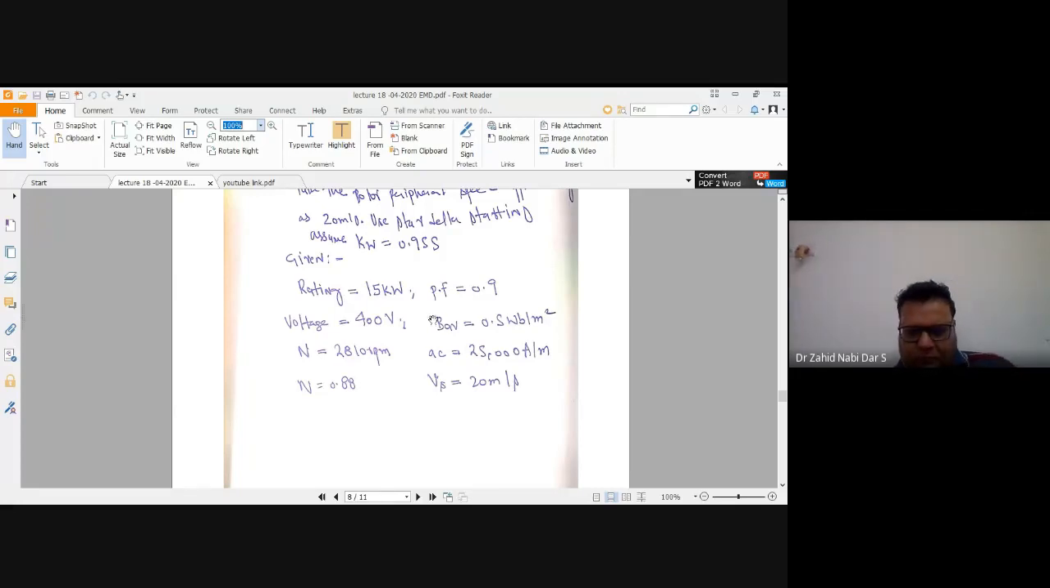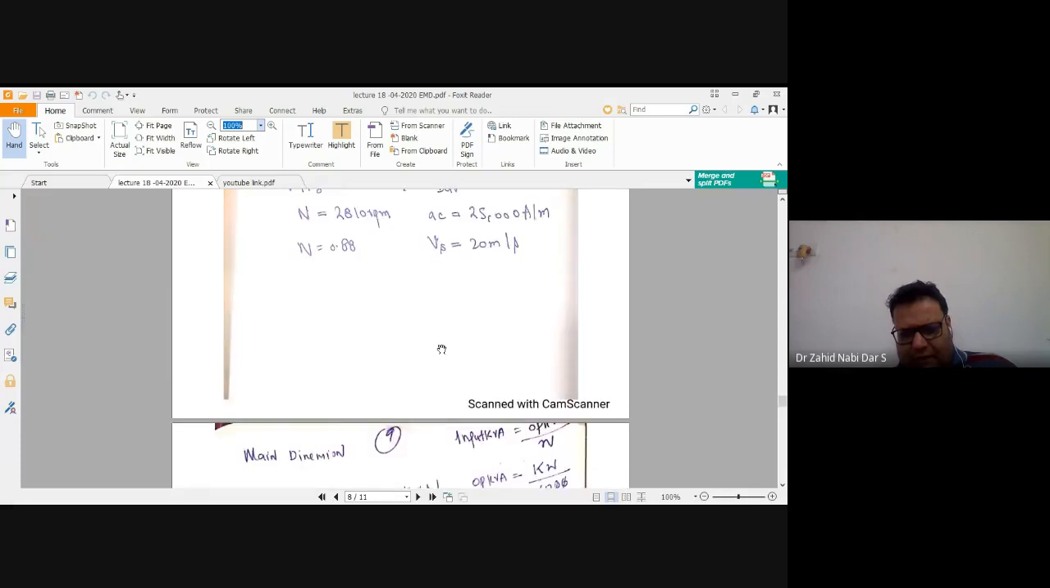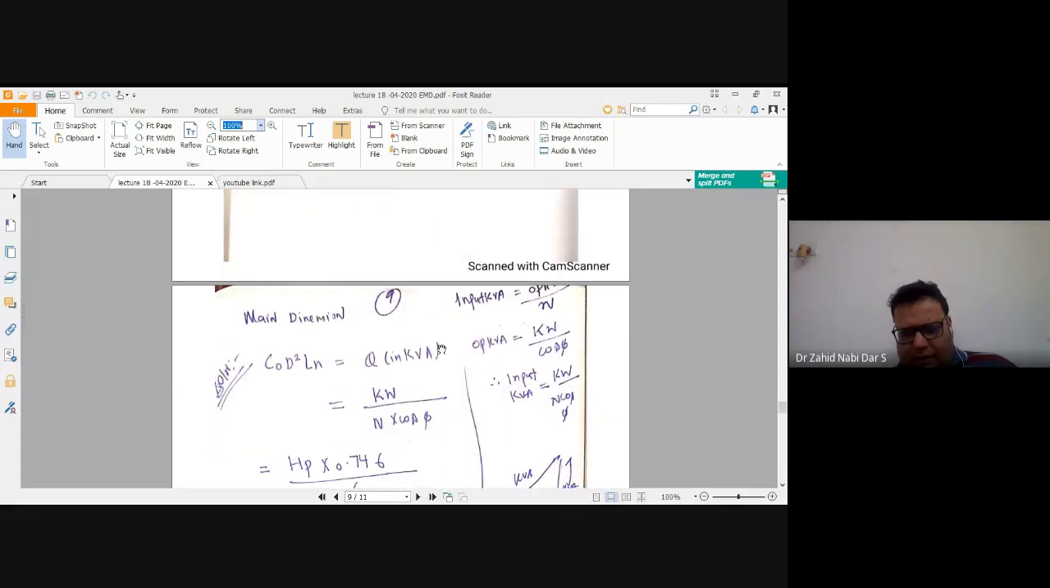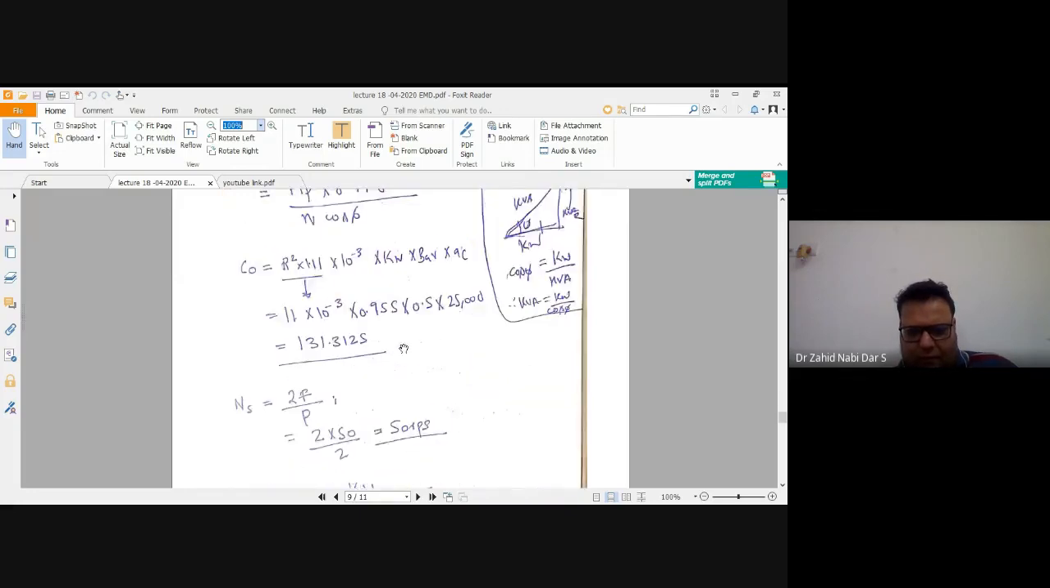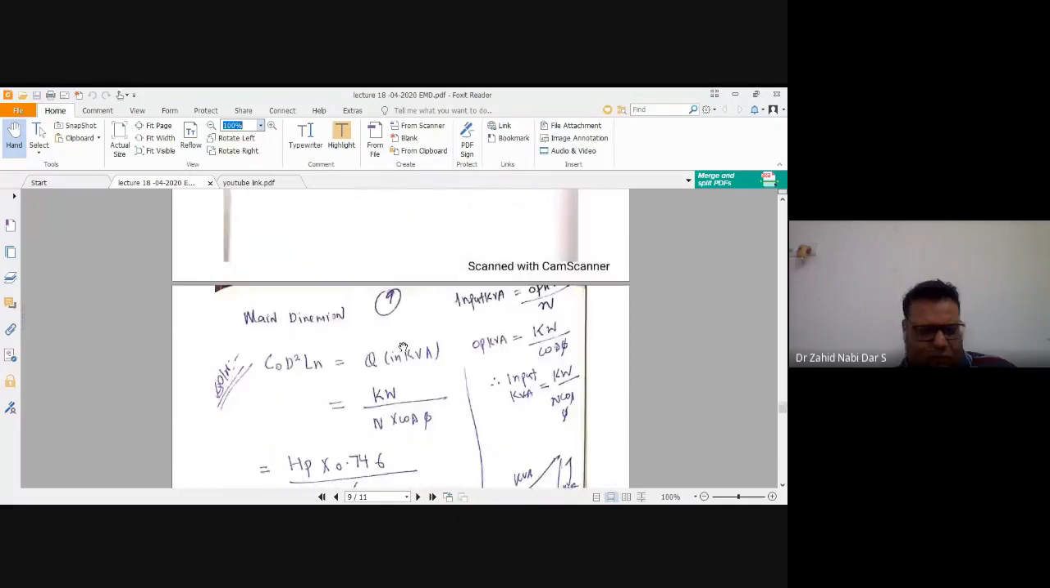Your power factor of the machine is 0.9, your voltage is 400 volts, your magnetic flux density happens to be 0.5 Weber per meter square, your speed is 2810 rpm, your ampere conductors is 2500 amperes per meter, your efficiency is 0.88, and the velocity of the machine is 20 meter per second. So in order to get the main dimensions of the machine, in order to solve this machine, how do we approach?